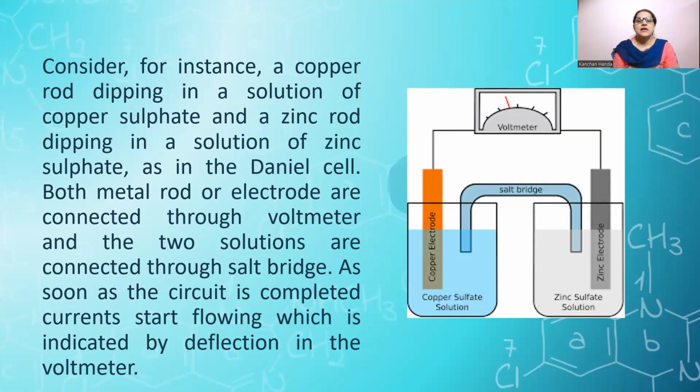For example, consider a copper rod dipping in a solution of copper sulfate and a zinc rod dipping in a solution of zinc sulfate, as in the Daniell cell. Both metal rods or electrodes are connected through a voltmeter and the two solutions are connected through salt bridge. As soon as the circuit is completed, current starts flowing, which is indicated by deflection in the voltmeter.